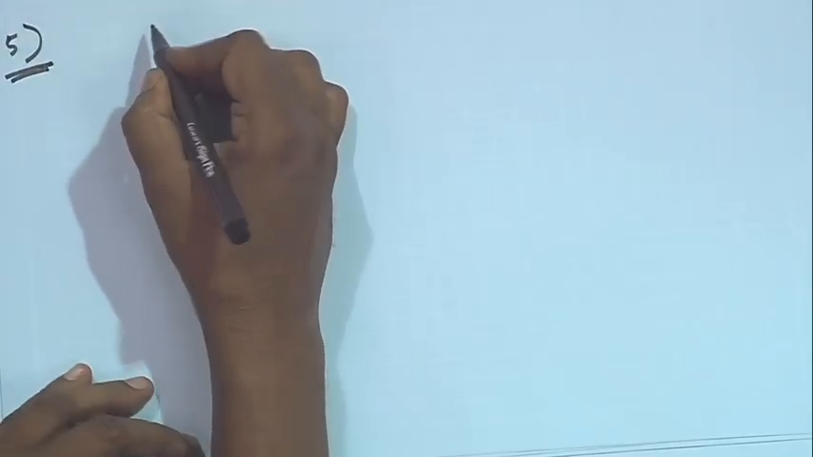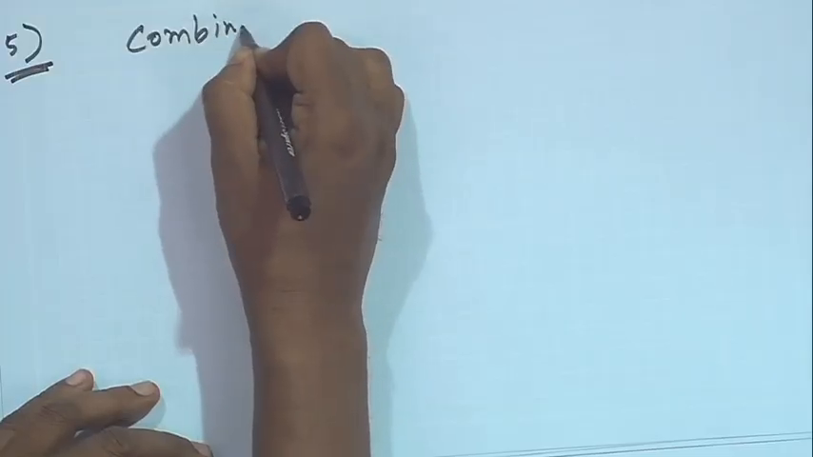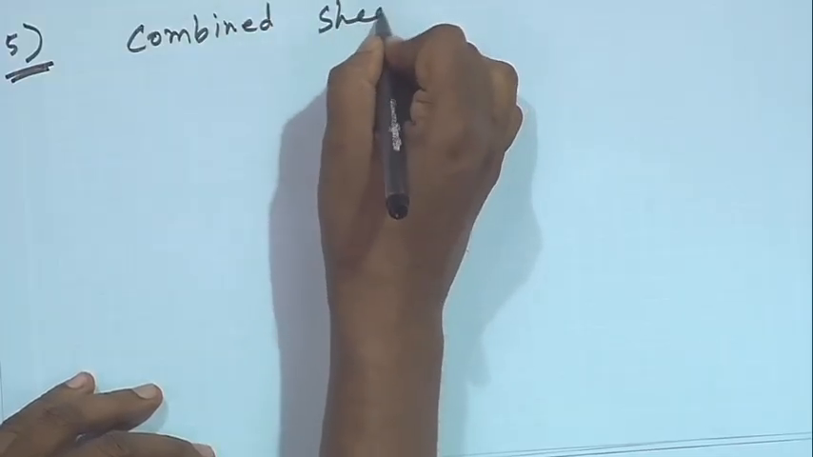Now, another failure may come, which is the fifth one, that is bolt with combined shear and tension. Sometimes bolts are subjected to combined shear and tension.